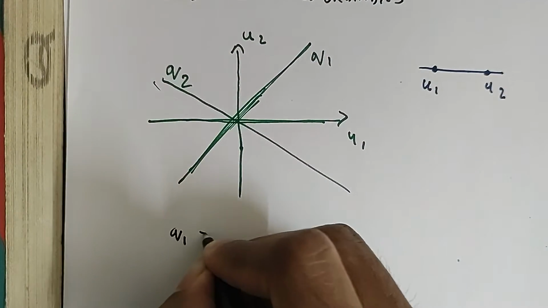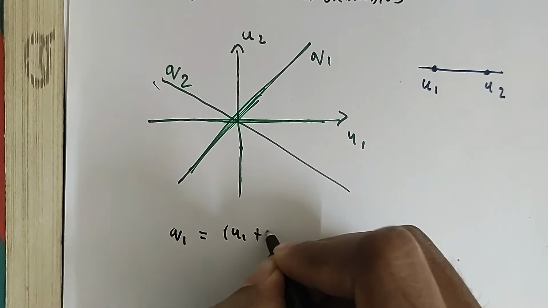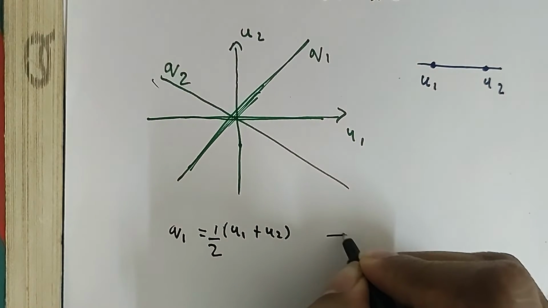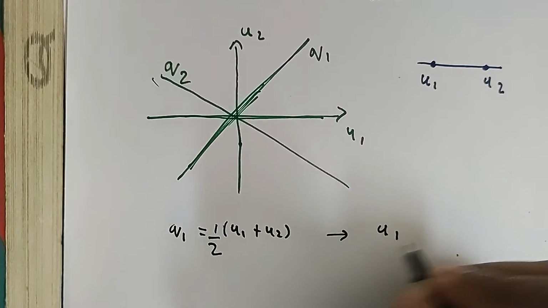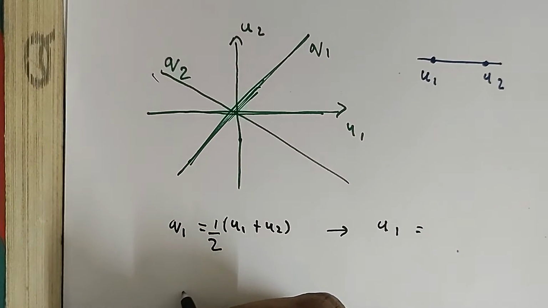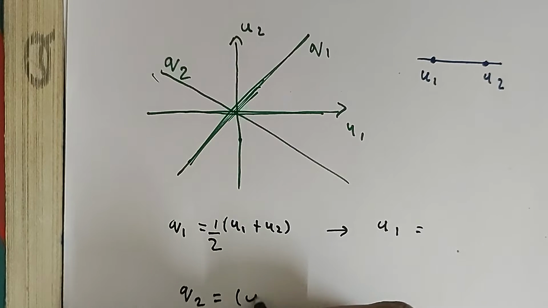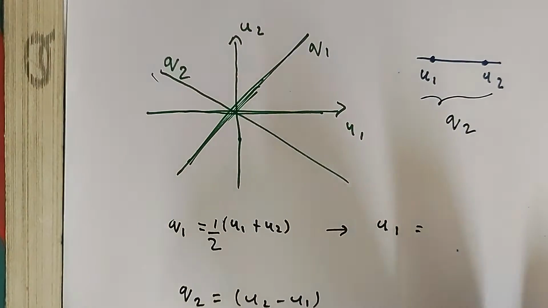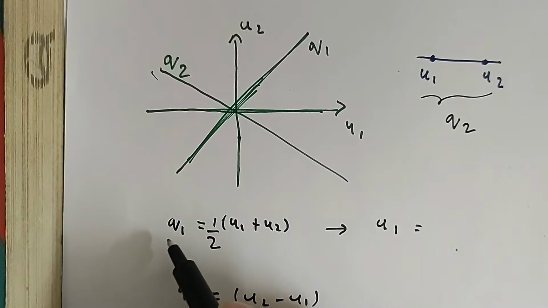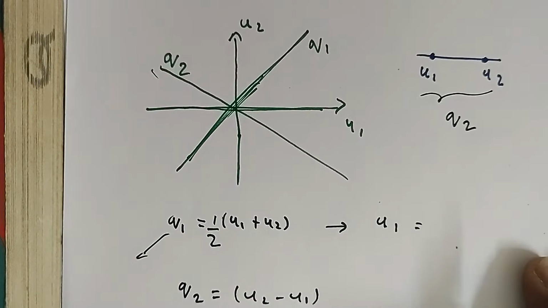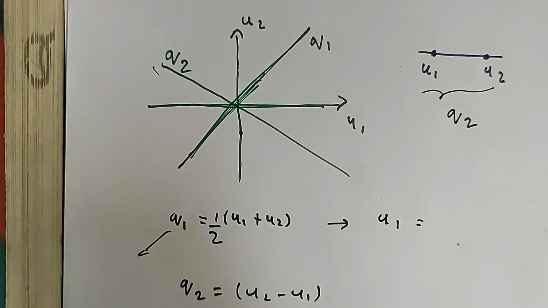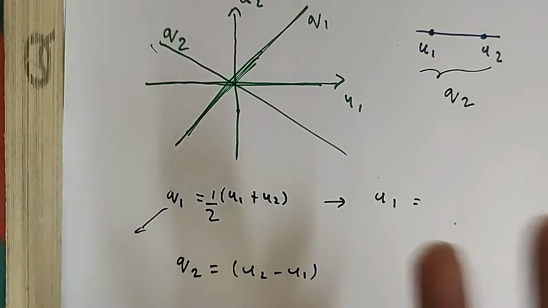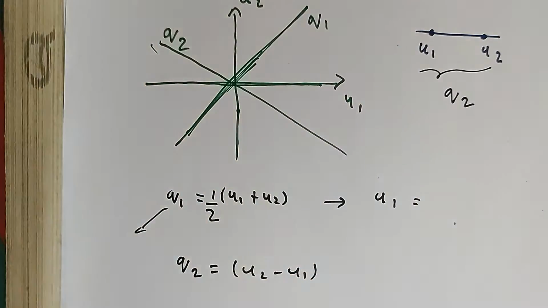I define q1 as u1 plus u2, multiplied by half. I don't want to write it in terms of q2, I do want to define what q2 is. This is my q2. And q1 is some kind of center of mass of the system, right? So I chose my generalized coordinates. One generalized coordinate is the center of mass of the system, and the other is the separation between u2 and u1.